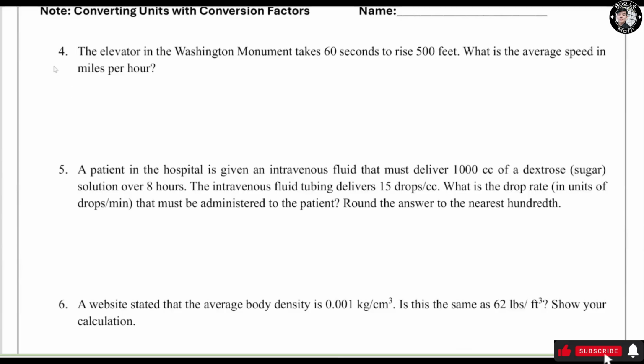Now let's move on to question 4. The elevator in the Washington Monument takes 60 seconds to rise 500 feet. What is the average speed in miles per hour? Alright, so we have 500 feet over 60 seconds. Our goal is miles per hour, right?